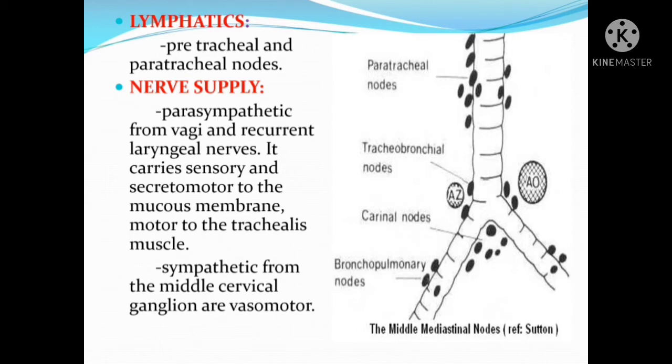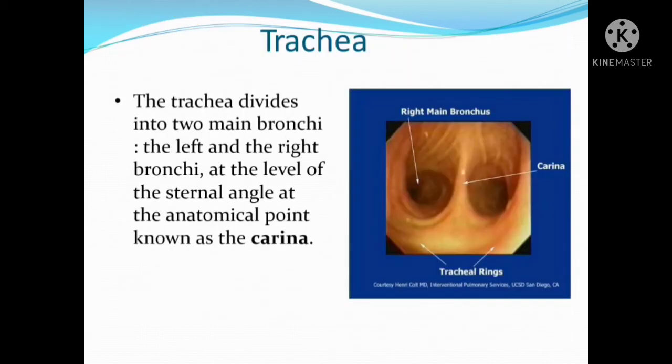It carries the sensory and secretomotor fibers to the mucous membrane and motor fibers to the trachealis muscle. Sympathetic fibers come from the middle cervical ganglion. The trachea divides into two main bronchi, the right and the left, at the level of the sternal angle. The anatomical point is called the carina.